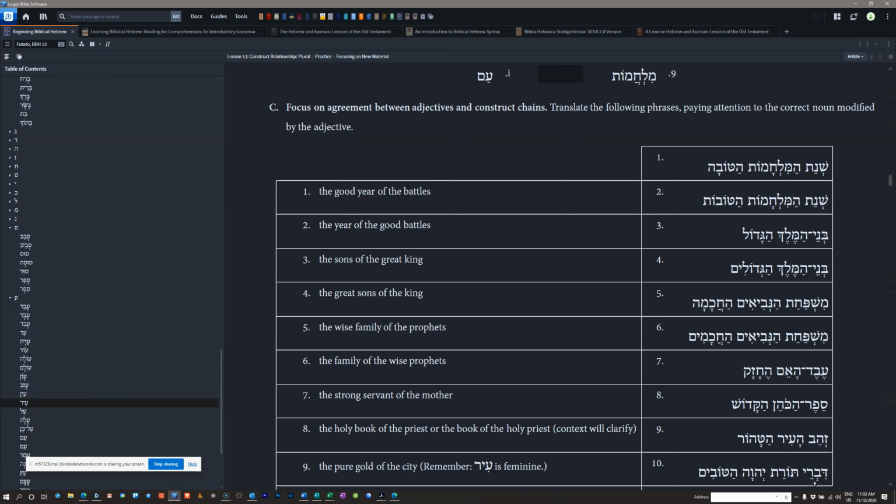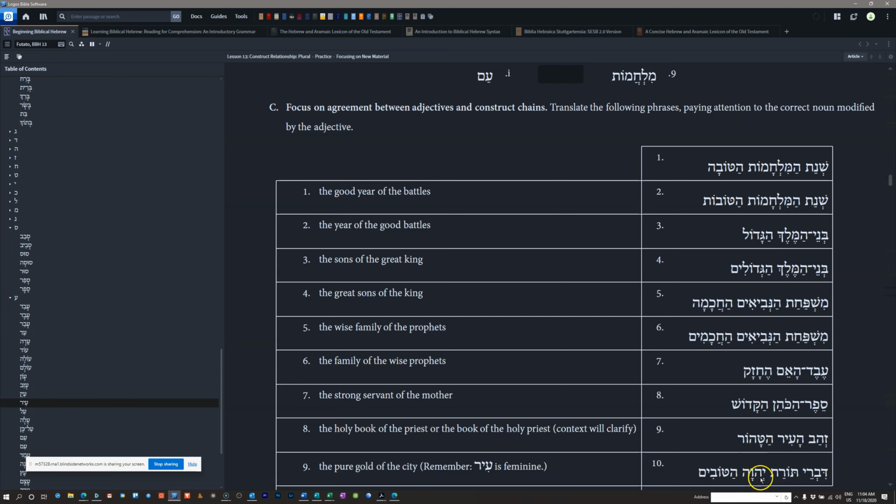Now, we may have a construct chain. We have to figure out how many links are in that chain. The chain continues until we hit an absolute. Our next word is torat. Torat has a patach tav ending, which is another indication of construct. So we have a second construct here. You can have multiple constructs in a construct chain. We still have not hit our absolute. What about the next word? Yahweh, Adonai, the Lord.